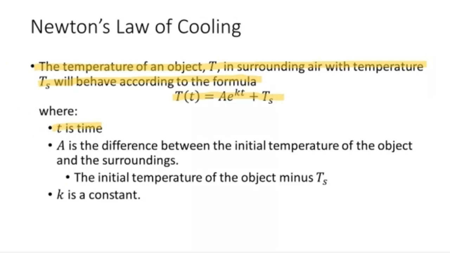In this model, T is the amount of time that the object has been left in the specific surrounding air. A represents the difference between the initial temperature of the object and the surrounding air. So be very careful of A. A is not just the initial temperature. It's the initial temperature of the object minus the temperature of the air. And K is some constant.